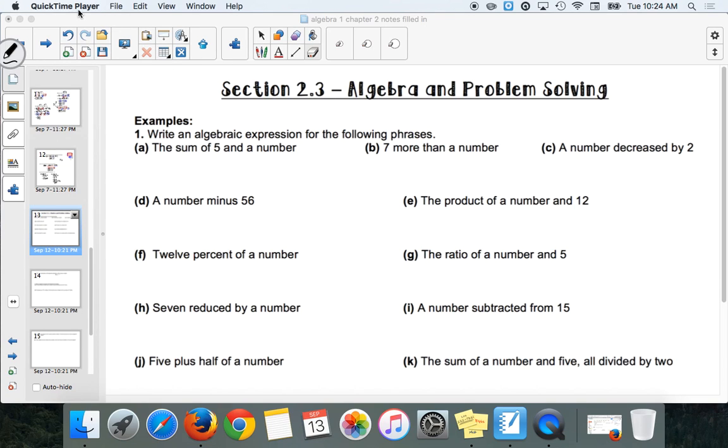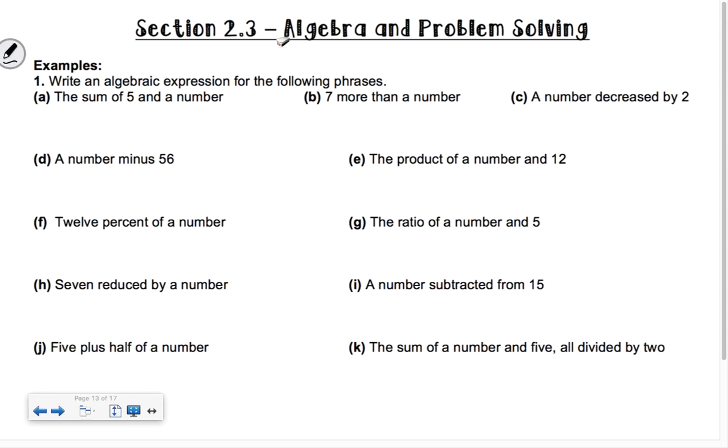2.3 is on algebra and problem solving. So we're going to start learning about story problems and so on, but in order to do that, we need to know what certain words mean in math. So what does "more than" mean? What does "less than" mean? And so on. It says write an algebraic expression for the following phrases.